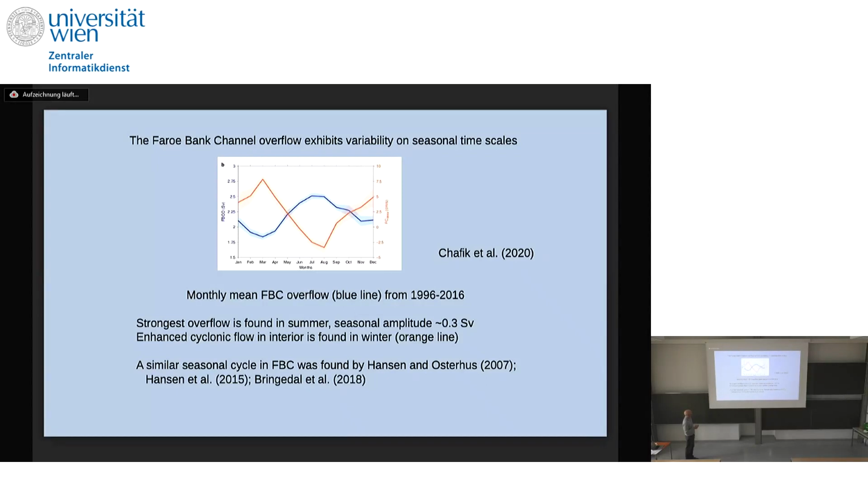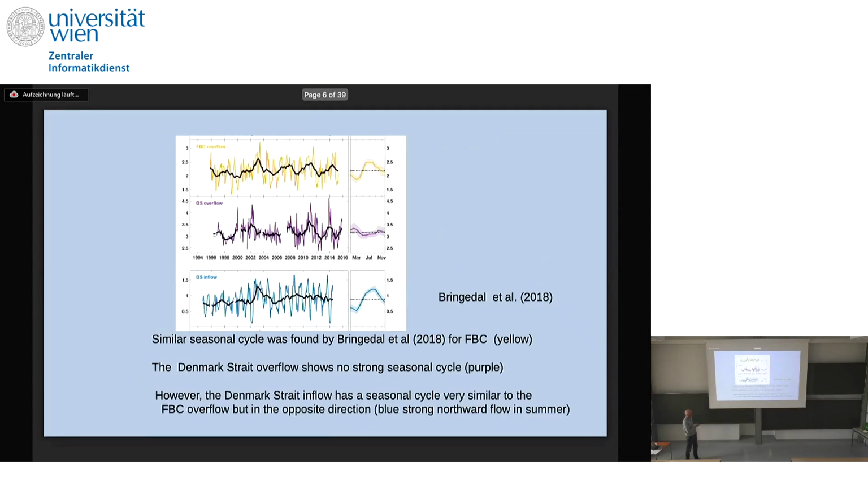This orange line is the velocity just on the north slope of Iceland. So now in the winter, it's strong, meaning strong cyclonic flow in that basin that sits just north of Iceland, and in the summer, it's weak. So those characteristics I'm going to return to with my simple model. A similar cycle in the overflow is found by these previous papers. I'm going to show one in more detail here.